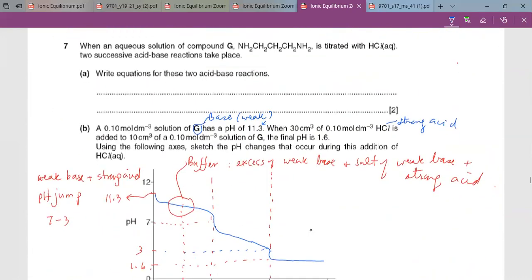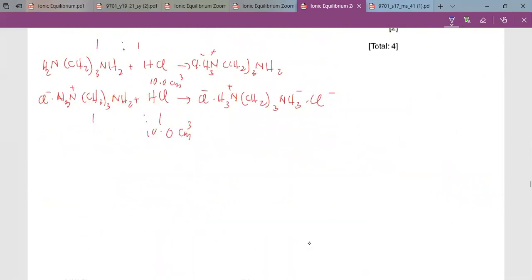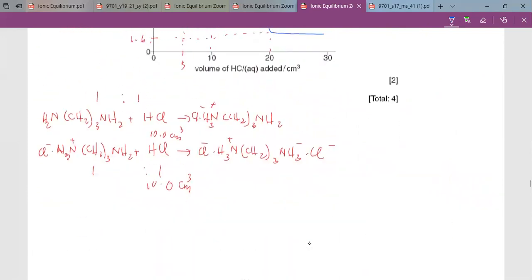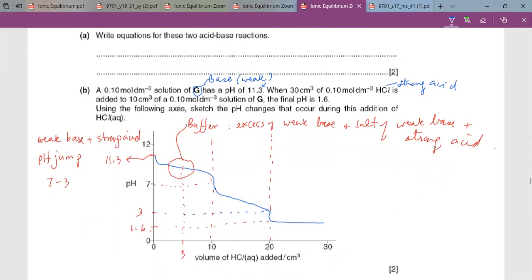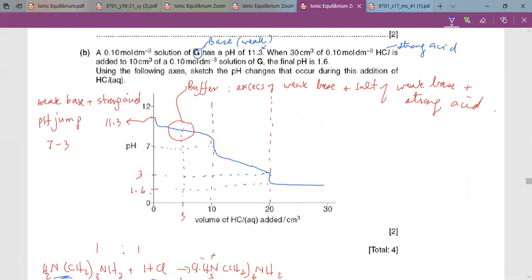The next one here is a bit special. This is a dibasic, it's a dibase, 2 of them, HCl. We did this already, 1 by 1 more. It means there are 2 endpoints here. Remember we did this before. Deal with the first one here, then the second one here, then finish here. So there are 2 endpoints. Number of moles, so the volume is the same, 10 cm³, 0.1 mol per dm³, at pH 11.3. The start is here at 11.3.